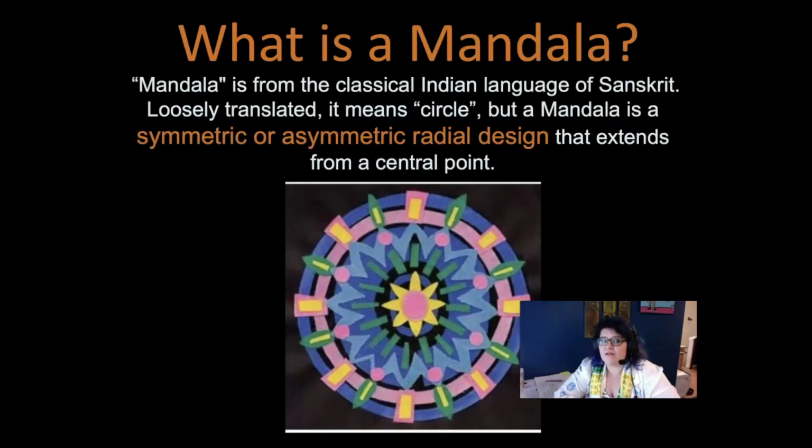The word mandala comes from the classical Indian language of Sanskrit. Sanskrit is a language over 5,000 years old. Loosely translated, mandala means circle, but it is more of a symbol than just a circular object. Mandalas can be symmetric or asymmetric, but they always have a radial design, which means they start from the center and move outwards in a growing concentric circle pattern.